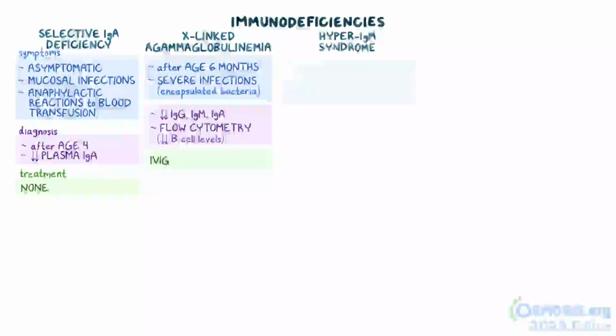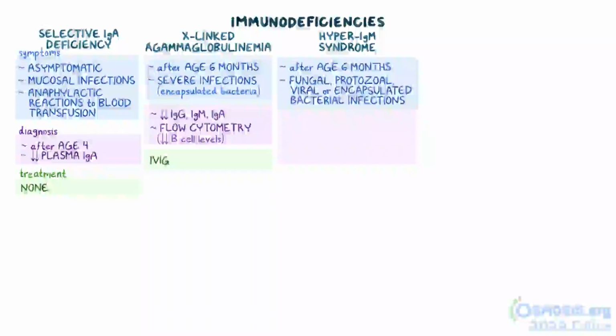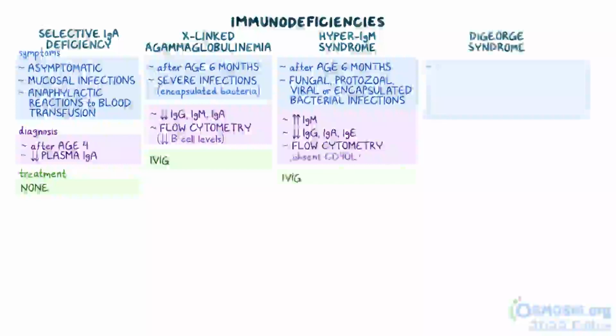Hyper-IgM syndrome also presents after 6 months of age with fungal, protozoal, viral, or encapsulated bacterial infections. Diagnosis is based on high IgM with low IgG, IgA, and IgE, and confirmed by flow cytometry showing an absent CD40L. Treatment is IVIG.